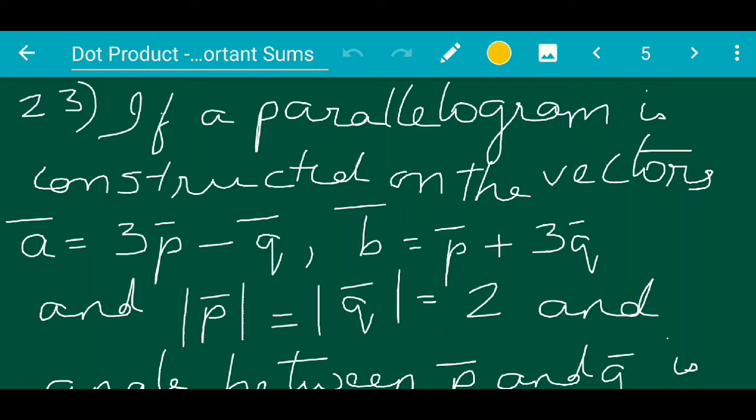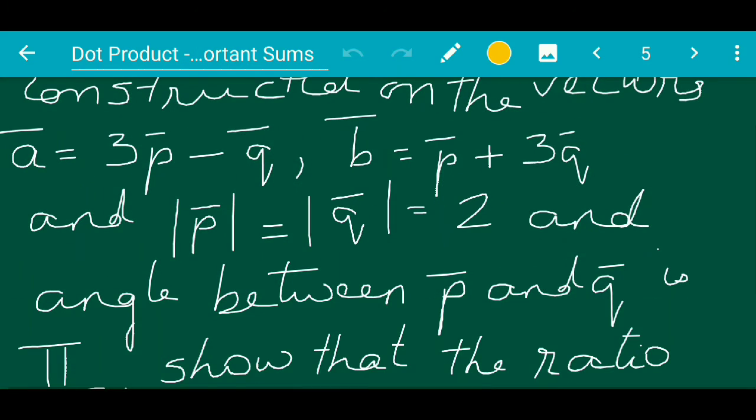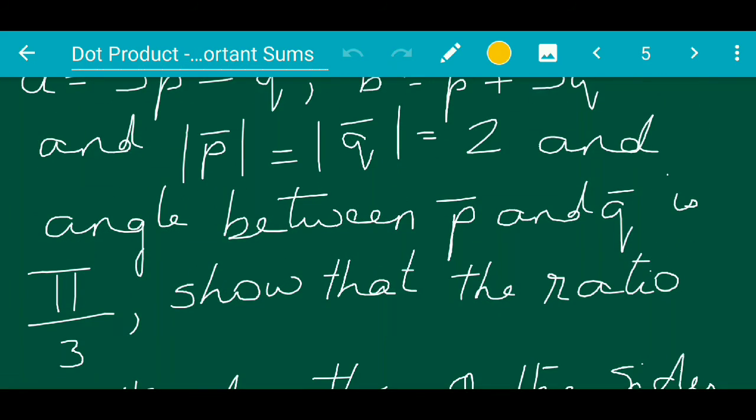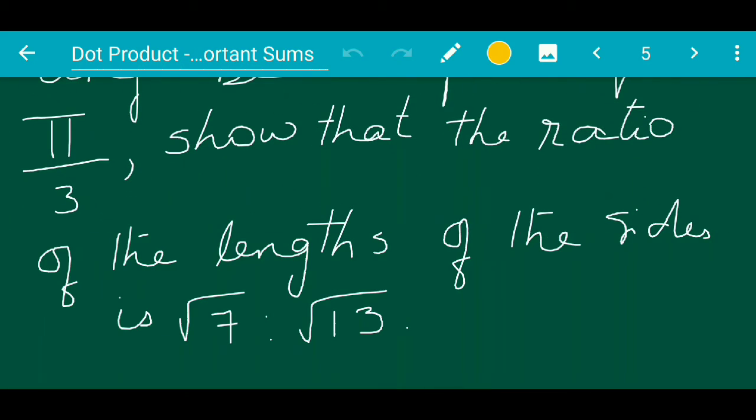The 23rd sum. If a parallelogram is constructed on the vectors a bar is equal to 3p minus q, b bar is equal to p plus 3q, mod p is equal to mod q is equal to 2, and the angle between p and q is pi by 3. Show that the ratio of the length of the sides is root 7 is to root 13.